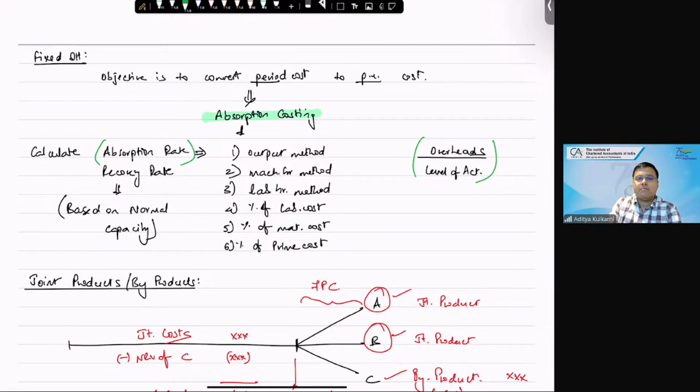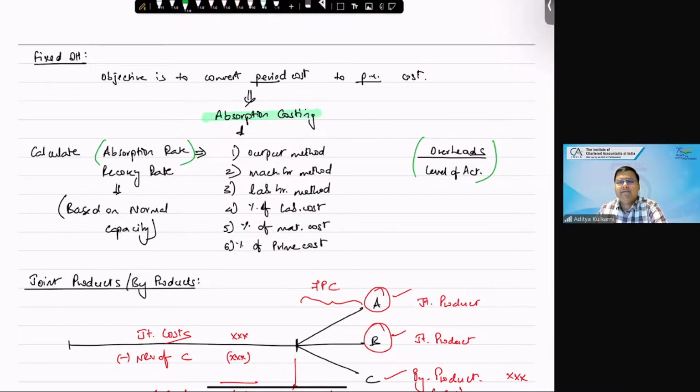Okay. So absorption costing is a technique for basically putting my fixed overheads into variable overheads. Okay. So now coming back to the absorption costing, how does it work? In brief, let us understand. We have to calculate something known as absorption rate, which is also known as a recovery rate. How do I calculate that? It is basically overheads divided by level of activity.